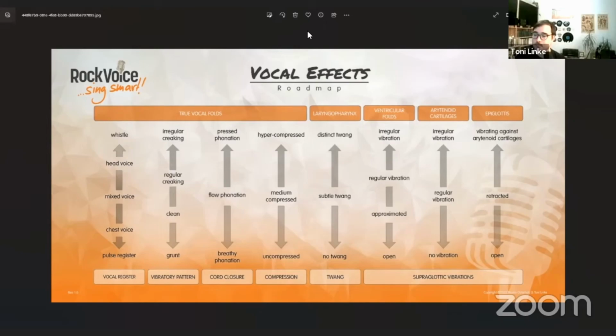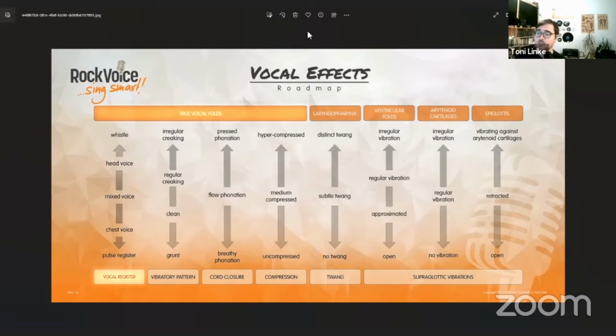So, we have the true vocal folds. We have several parameters of the true vocal folds that we can modulate. And we're going to start with the vocal register, which also, as lots of the things we talked about today, could be its own lecture of 90 or more minutes.